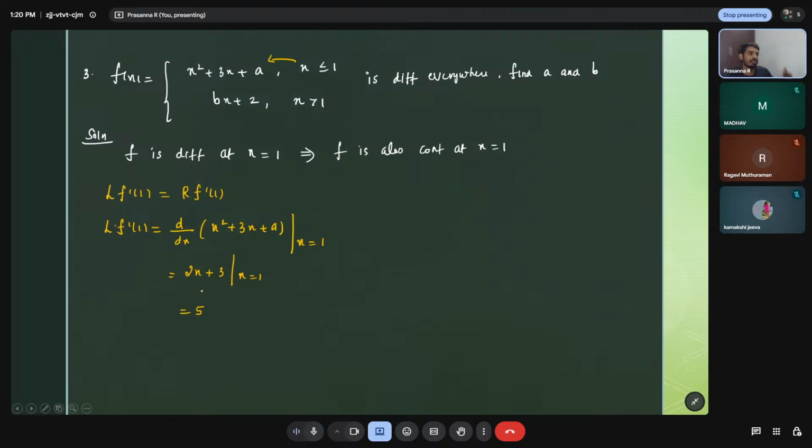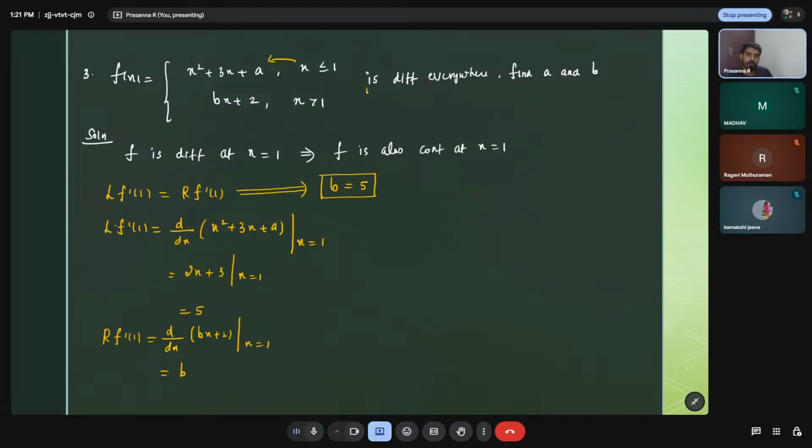See how fast I did. If you want to find R of f dash of 1, you differentiate the right hand side function of 1, which is bx plus 2, and then you put x is equal to 1. So this is b, right? So since these two are equal, b has to be equal to 5. See how fast I did, very simply. That means b has to be equal to 5.